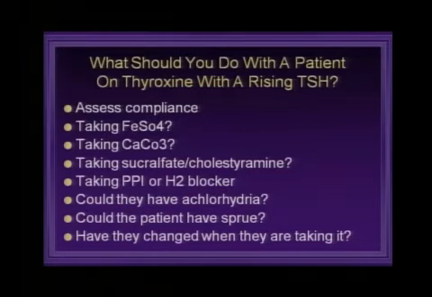So here are some pearls on what you should do when you have a patient who's on levothyroxine and their TSH starts to go up. Assess for compliance. We always think about that. Are they taking iron? Are they taking calcium? Are they taking a binder? Are they taking an H2 blocker or a proton pump inhibitor? Have they developed achlorhydria? Have they developed a disease where they're not making acid? We talked this morning about could they have celiac sprue as a cause? And the other one is, have they changed when they are taking the thyroid hormone?